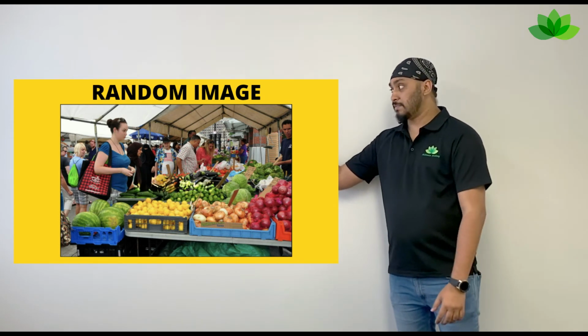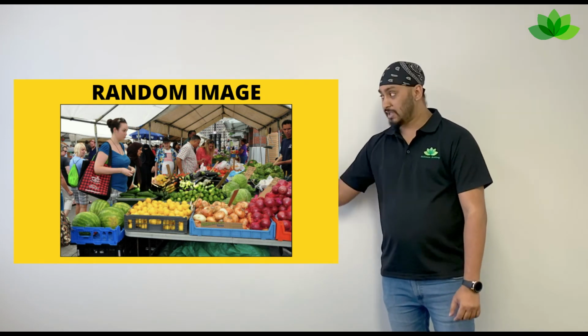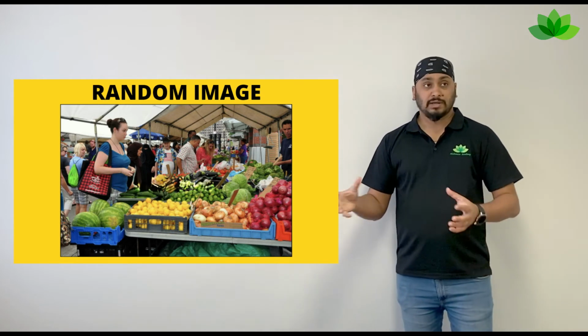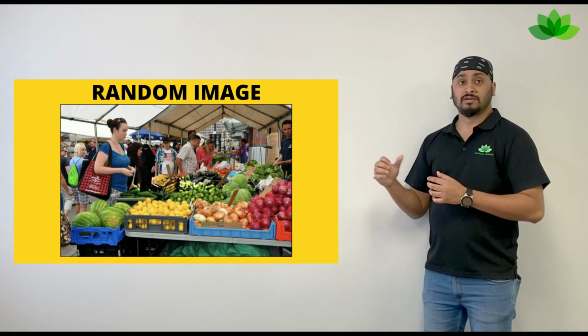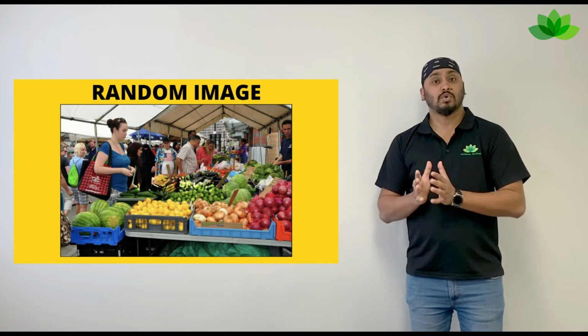What else can you see in this image? You can see that there's a woman who's purchasing some vegetables. She's having a look at some vegetables. What else do you see? The market is crowded. Just say those things. You don't have to go into extreme details.